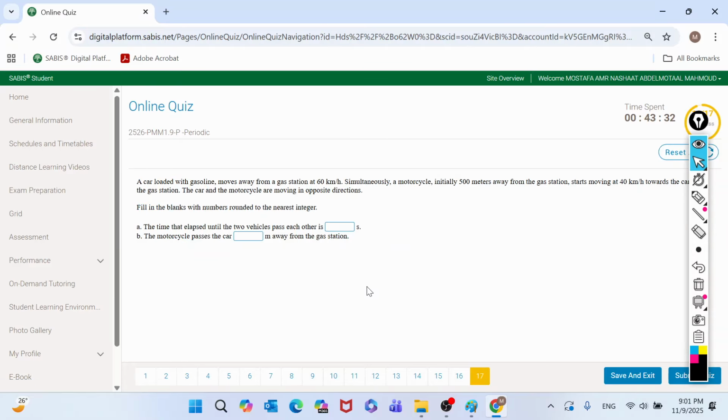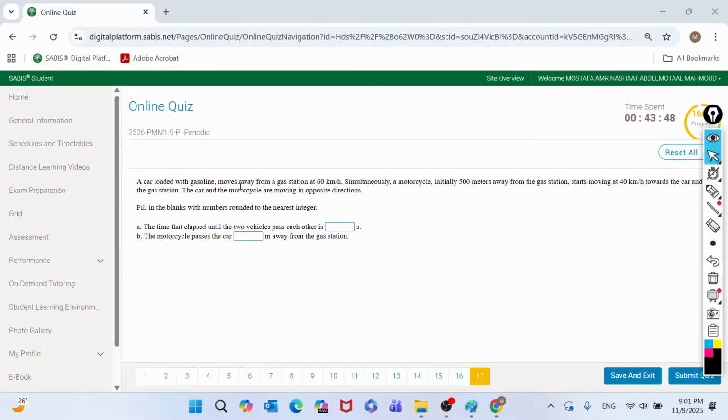Okay, a car loaded with gasoline moves away from a gas station at 60 kilometers per hour. Simultaneously, a motorcycle initially 500 meters away from the gas station starts moving at 40 kilometers per hour towards the car and the gas station. The car and the motorcycle are moving in opposite directions.